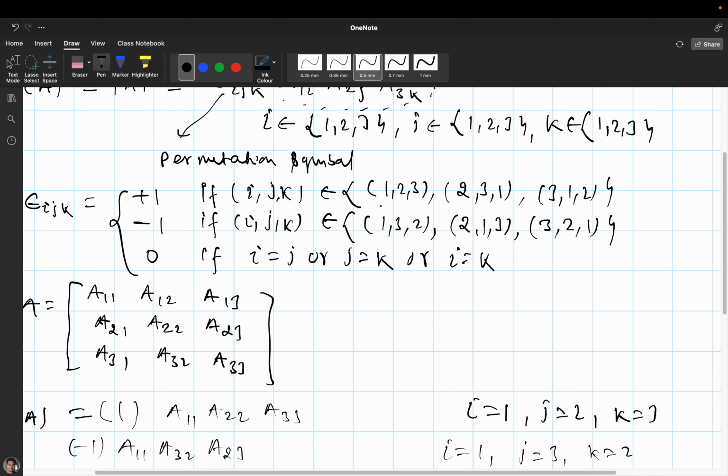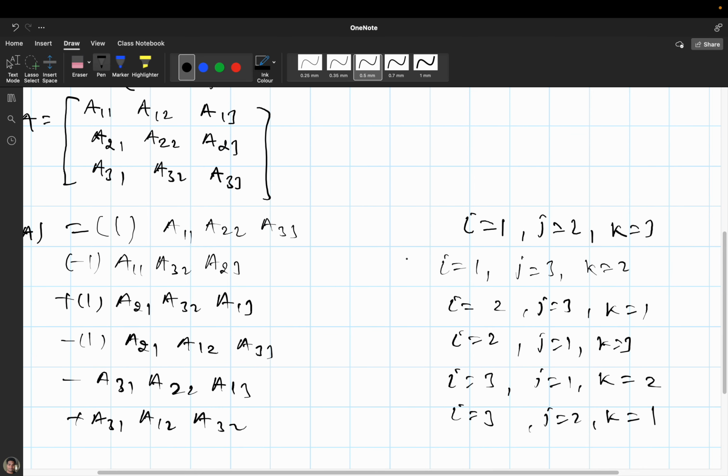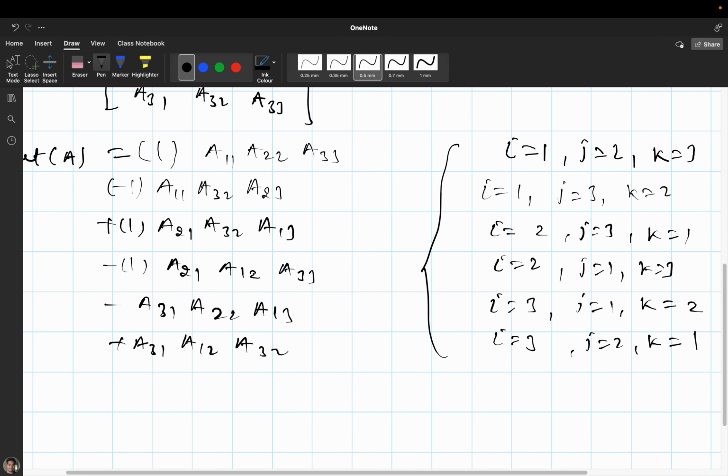And when the indices are in cyclic order, you can see that cyclicity is going on. But here cyclicity is not going on. That's why the value is -1. So that's why I have just changed the indices such that indices are not repeating. And these are the possibilities where the values are non-zero.